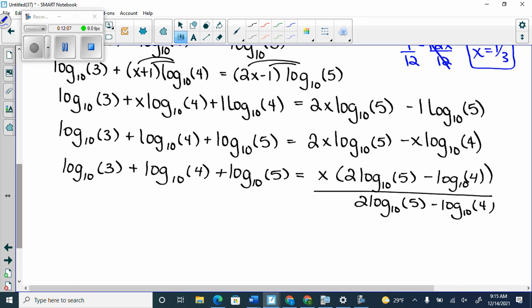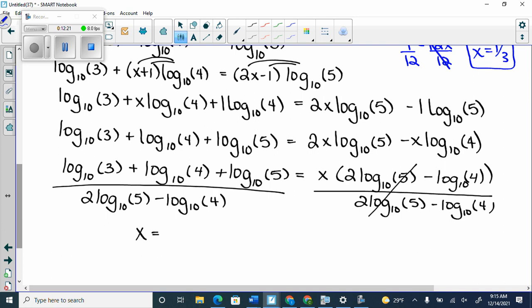And remember, because they're log base 10s, you can type them in without using the log base button. You can just type in log. And what do you get? X equals, pardon? I don't know. I'm going to trust you. It's true. 2.2. What? 2.2.